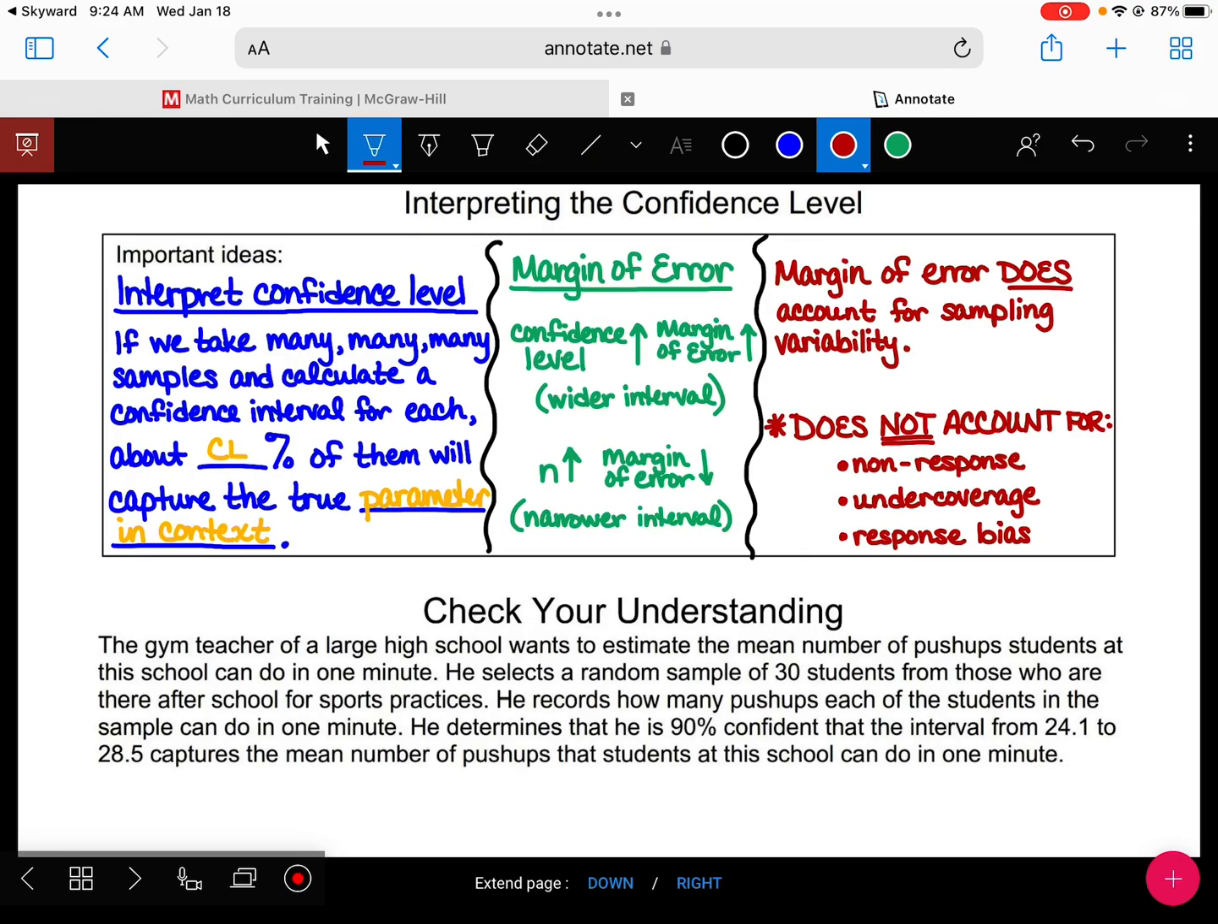I want to interpret a confidence level. So again, interpreting a confidence level, we would say if we take many, many, many samples and we calculate a confidence interval for each, about blank percent, whatever our confidence level is at, about that percent of them will capture the true parameter, in context. When I want to be more confident, I have to increase my interval, so my margin of error is going to increase in order for me to be more confident.